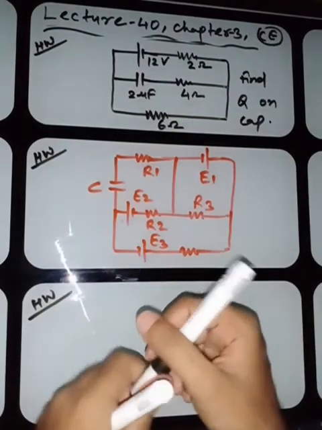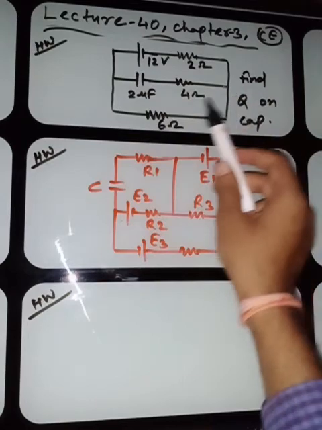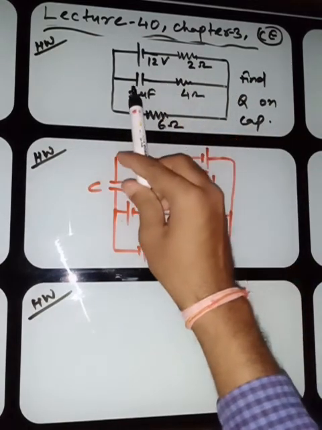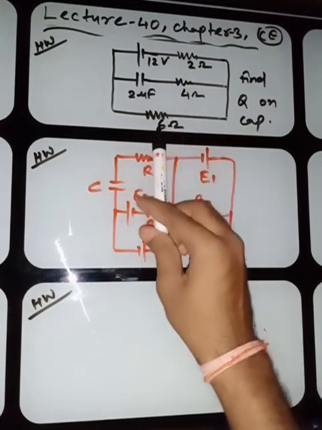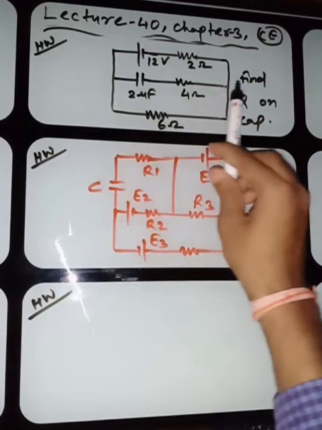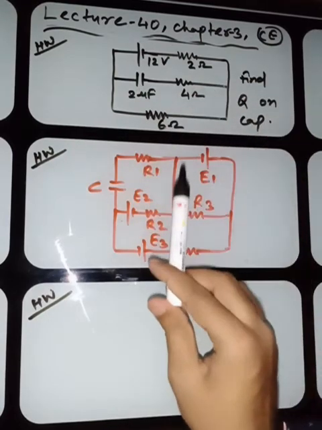Okay, my student, look here. In this problem, try to see carefully: a 12 volt battery, 2 ohm, 2 microfarad capacitor, 4 ohm and 6 ohm resistor. You have to find the charge on this capacitor. Find Q, that is the charge on the capacitor. Okay, you will take a snapshot.